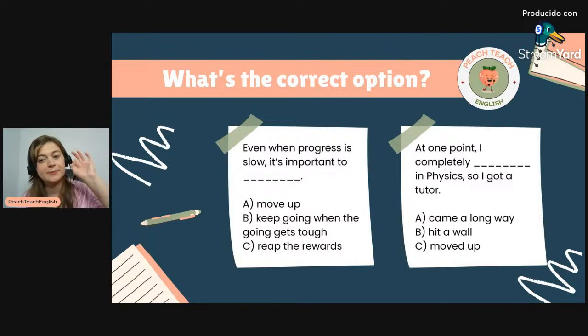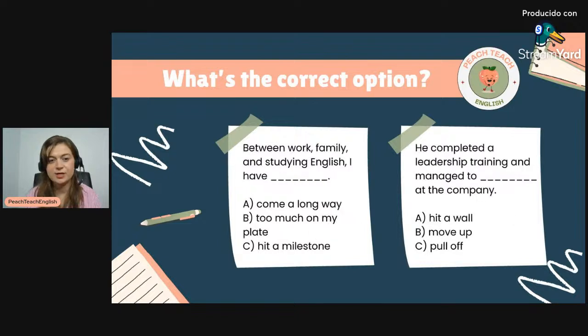Okay, it's going to be B, hit a wall. So at one point, I completely hit a wall in physics. So I got a tutor, right? So physics was really hard for you. You weren't understanding it. So you hit a wall. You couldn't understand it. You couldn't improve. And so you got a tutor to help you so you could understand better. All right, let's go ahead and move on to the next one.